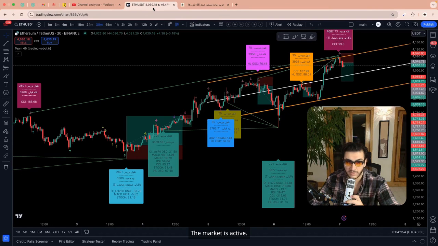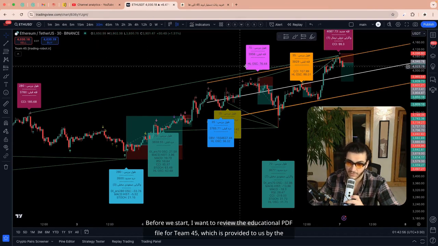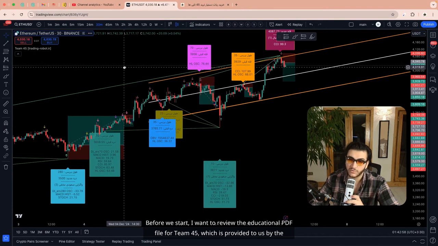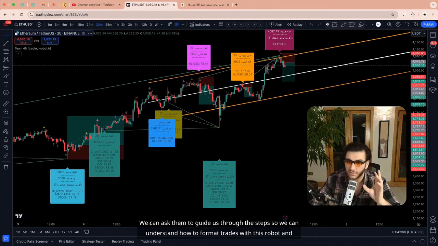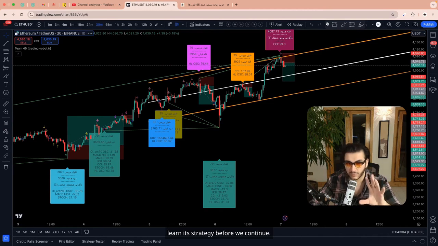The market is active. Before we start, I want to review the educational PDF file for Team 45, which is provided to us by the support team after purchase. We can ask them to guide us through the steps so we can understand how to format trades with this robot and learn its strategy before we continue.